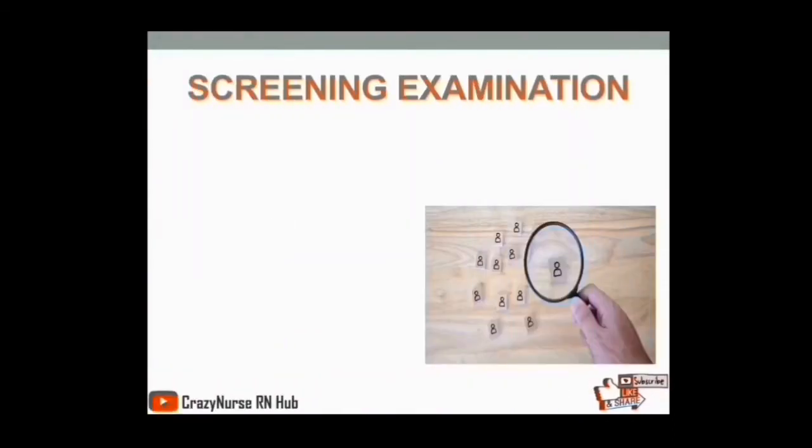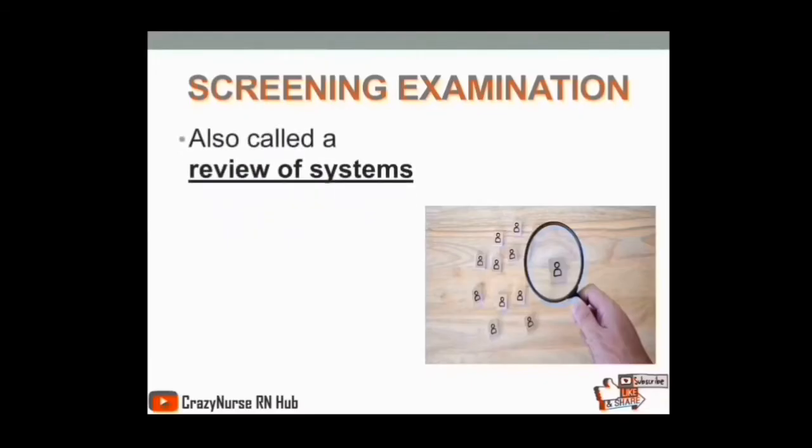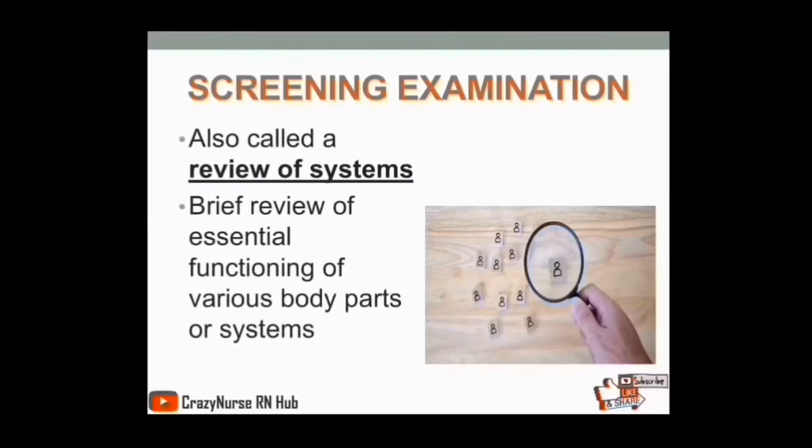Now let's proceed to the screening examination. It is also called the review of systems, and it is a brief review of essential functioning of various body parts or systems. An example of a screening examination is the nursing admission assessment form.